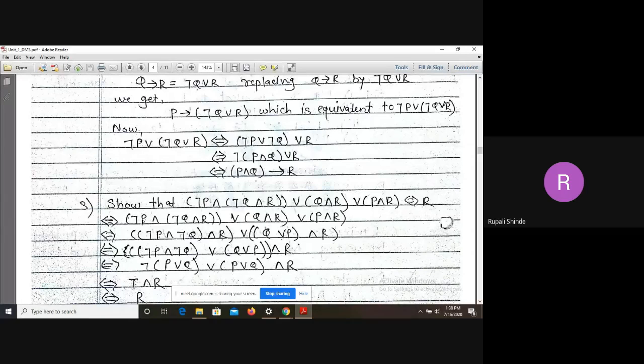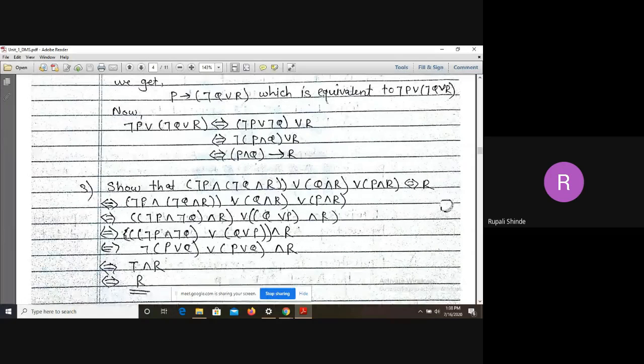Again, from these two terms, negation is common, so we can take that negation outside. So negation of P or Q. We have taken this negation, that's why this and becomes or. That's why negation of P or Q, or P or Q, and for all these terms and R is there. Again, what is the value for P or negation P? It is true. Likewise, negation of P or Q, or P or Q, its value is true only. That's why true and R.